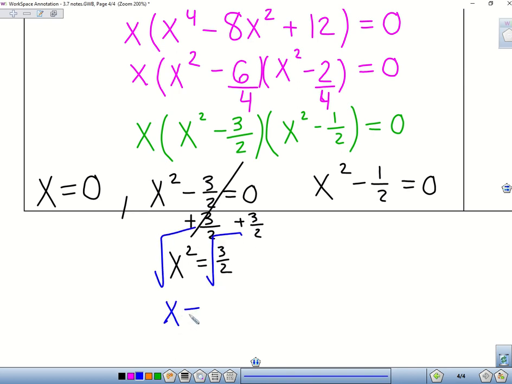That leaves me with x equals plus or minus radical 3 over radical 2. Yeah, because I can't reduce either one. Can you just keep it kind of how it was before, where it's just a radical over the whole thing? You could leave the radical over the whole thing. That's fine.